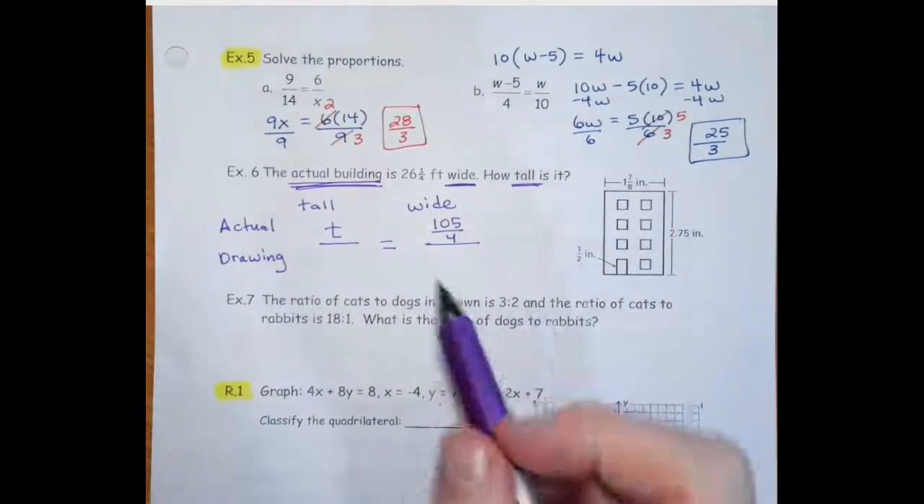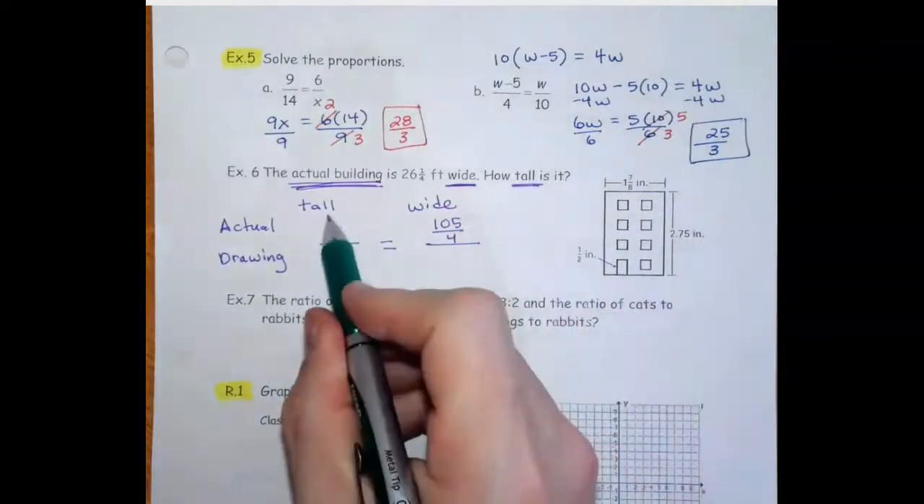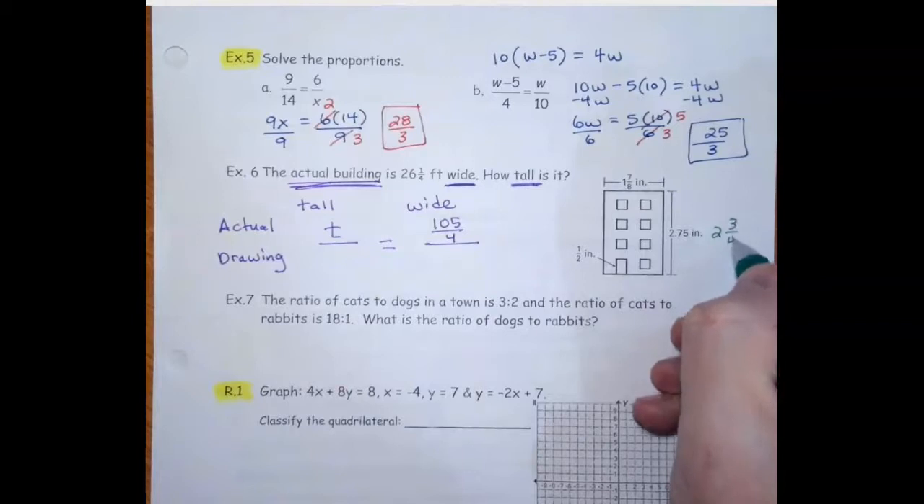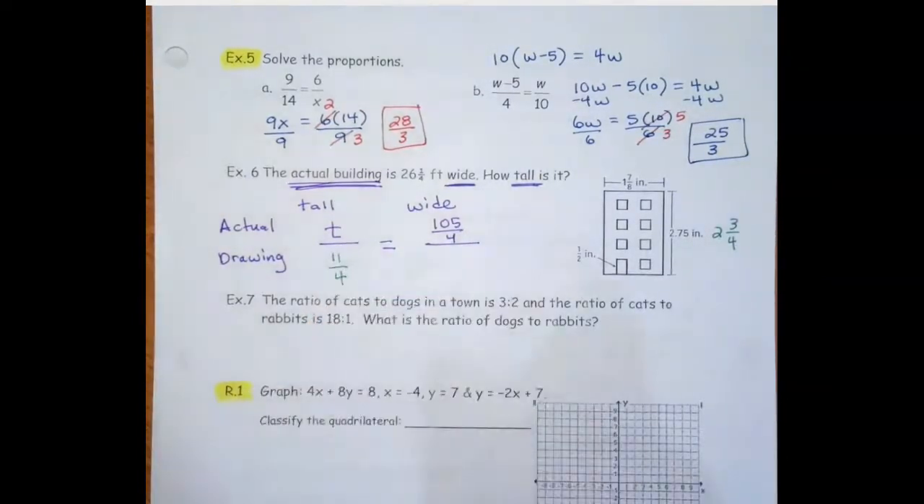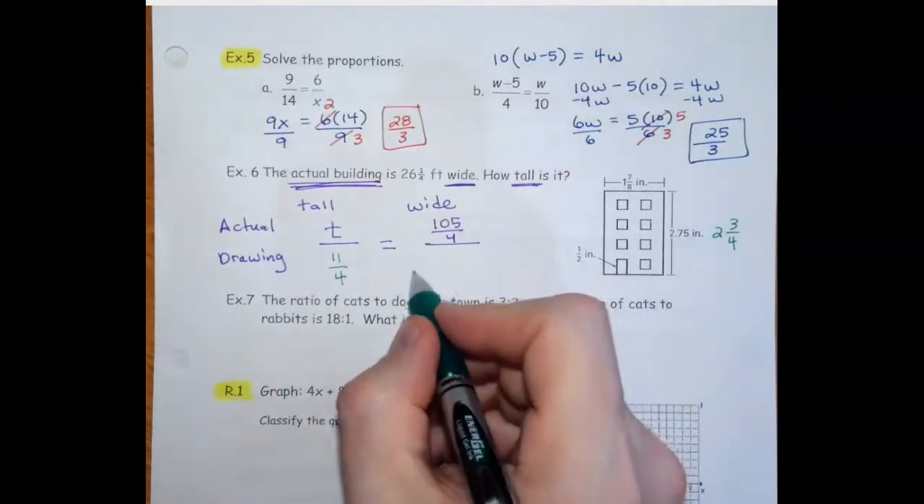Okay? And then we're going to have that over the drawing. So how tall is the drawing? The drawing is 2 3/4, which is 11 over 4. And then how wide is the drawing? That's going to be 15 over 8.